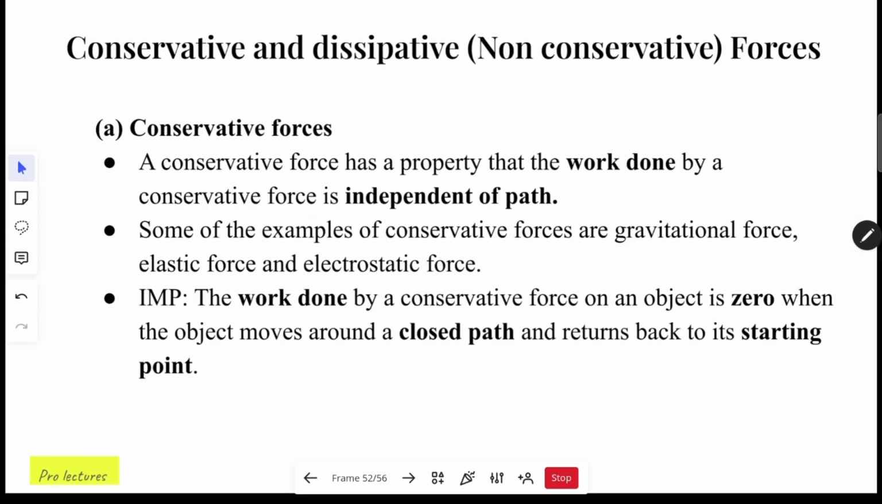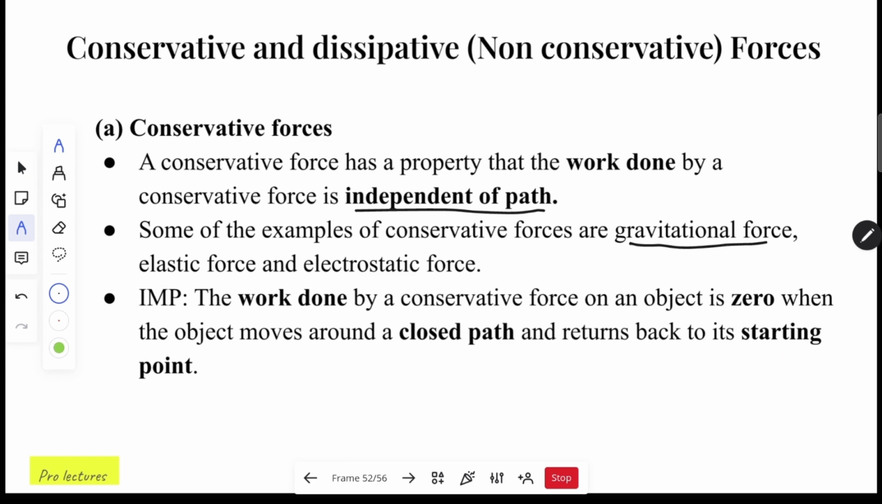There is one more concept we have to see, conservative and non-conservative forces. A conservative force has the property that the work done by it is independent of the path. Some examples are gravitational force, elastic force, and electrostatic force. The important thing is that the work done by a conservative force on an object is 0 when the object moves around a closed path and returns back to its starting point.